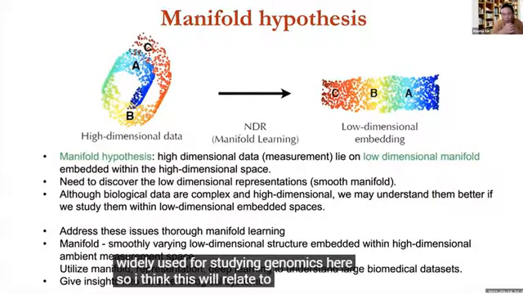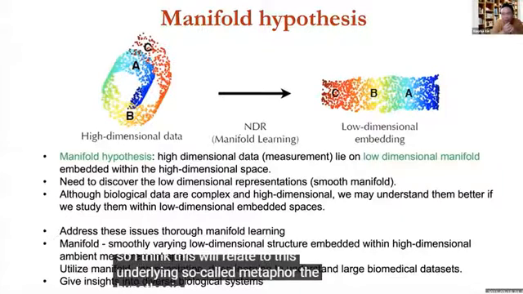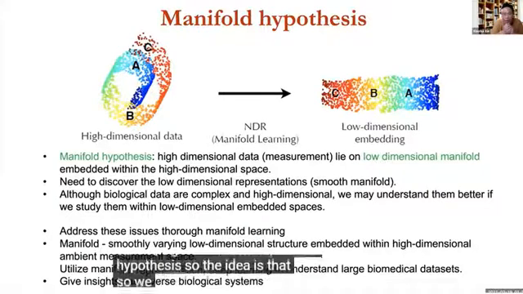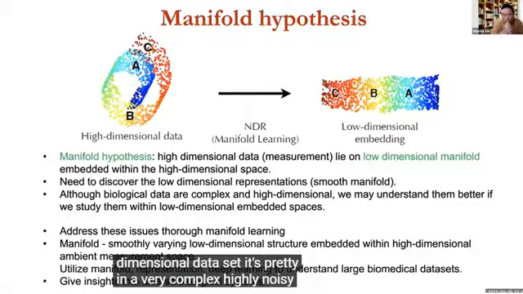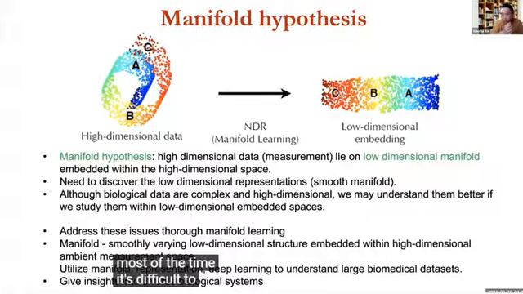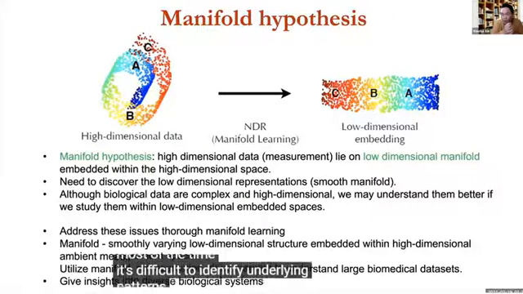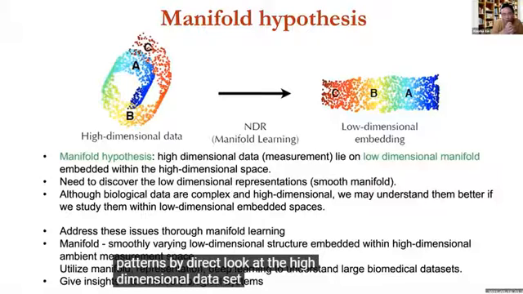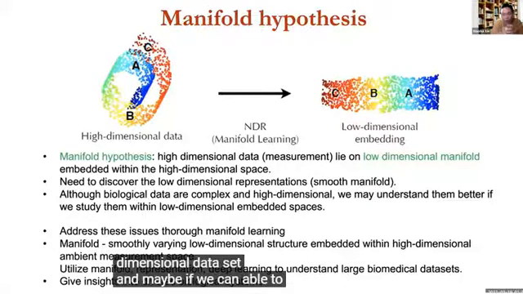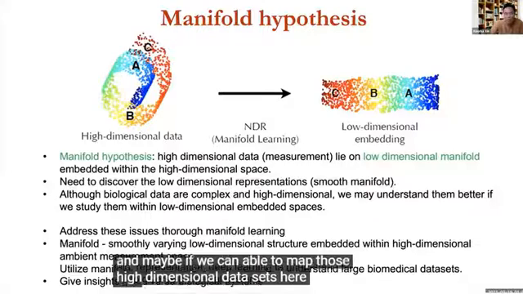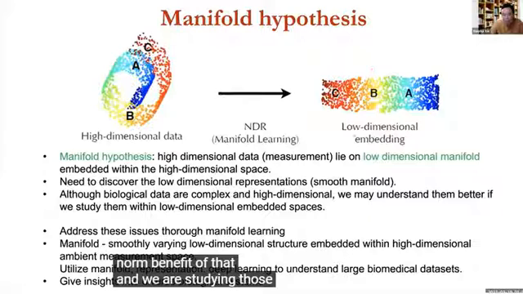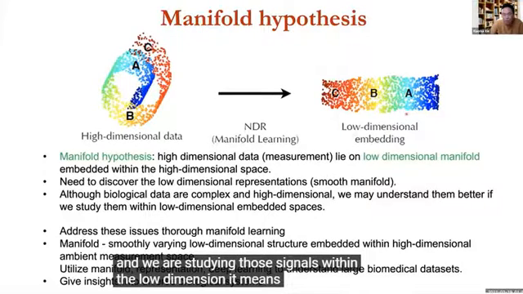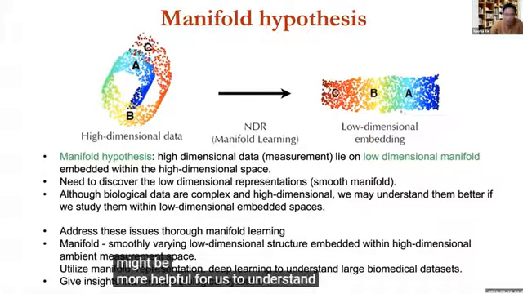I think it's related to the so-called manifold hypothesis. The idea is that we have a high-dimensional data set that is very complex and highly noisy. Most of the time it's difficult to identify underlying patterns by directly looking at those high-dimensional data sets. If we are able to map them into a low-dimensional embedding or manifold, and then study the signals within the low-dimensional embeddings, that might be more helpful for us to understand those biological data sets. So that's the main idea.